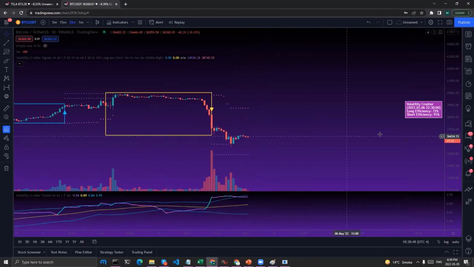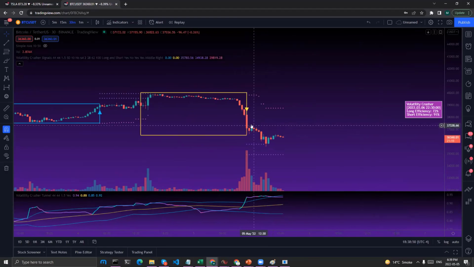So what's happened here when we got this short signal is that Volatility Crusher looked back over the action, and it gauged the average, I guess we'll say, candle body size. And as you can see, they're very tight, small candles here.